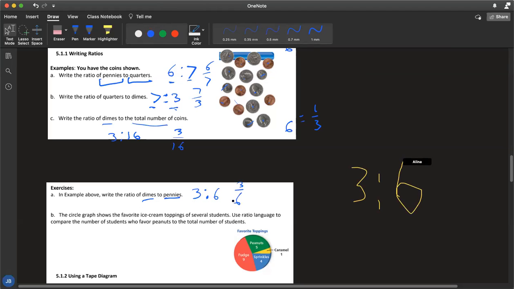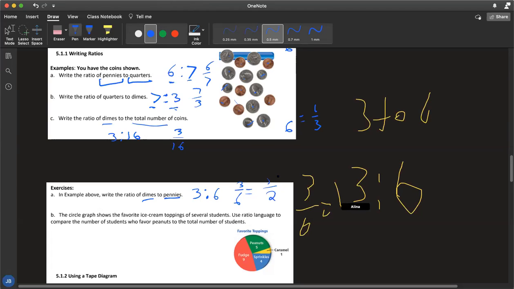Can we say anything else besides 3 to 6, like a simpler version? Right, so can that be simplified? 1 to 2. Oh yeah, 1 to 2, there you go. It can be simplified, right? 3 can go into 6 two times, so we get 1 to 2. Does that make sense?